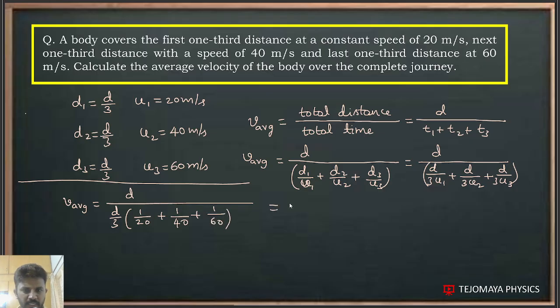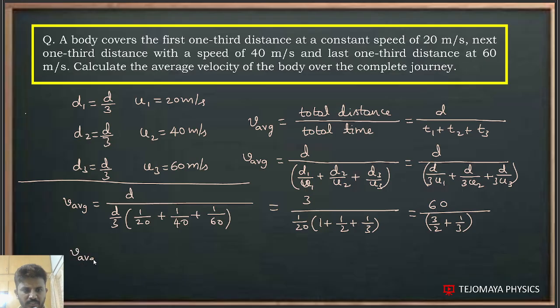So here the d's get cancelled. You will have 3 divided by, in the denominator, I will take 1 by 20 common. Again, if you take 1 by 20 common, you will have 1 plus 1 by 2 plus 1 by 3, which is equal to, 3 2s are 6, 60 divided by, so you take the common denominator, or cross multiplication. So it is 3 by 2 plus 1 by 3. Then just the basic math part: 3 3s are 9 plus 2 1s are 2, divided by 3 2s are 6.